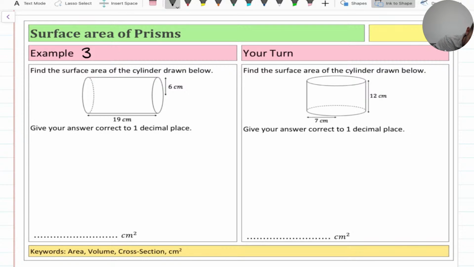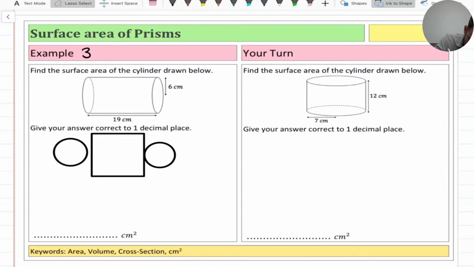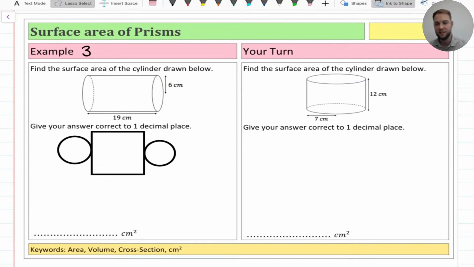So the net of a cylinder actually looks like this. I do want you to draw this out. That's what the net of a cylinder looks like.